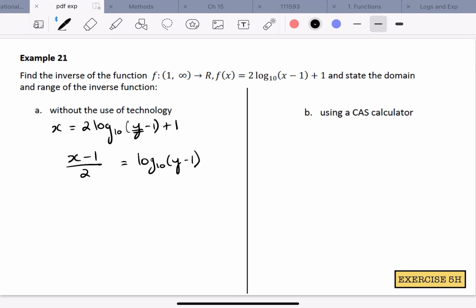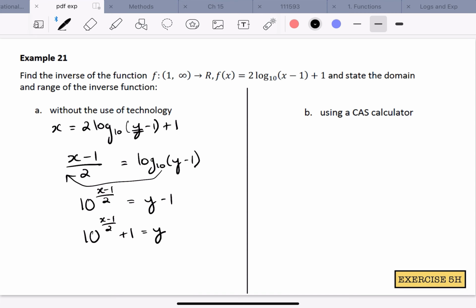And then to take the 10 over, I'm going to use my rule, my property, that the base of the log will become the base of the exponential. So that will be 10 to the power of (x minus 1) on 2. That'll be y minus 1. And finally, I'm going to take the 1 over. So that'll be 10 to the power of (x minus 1) on 2 plus 1. And that's what is going to be equal to y.